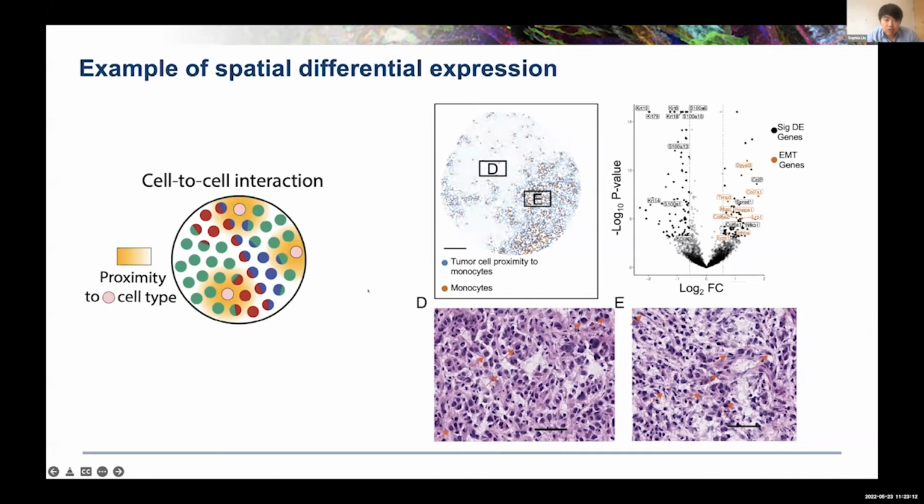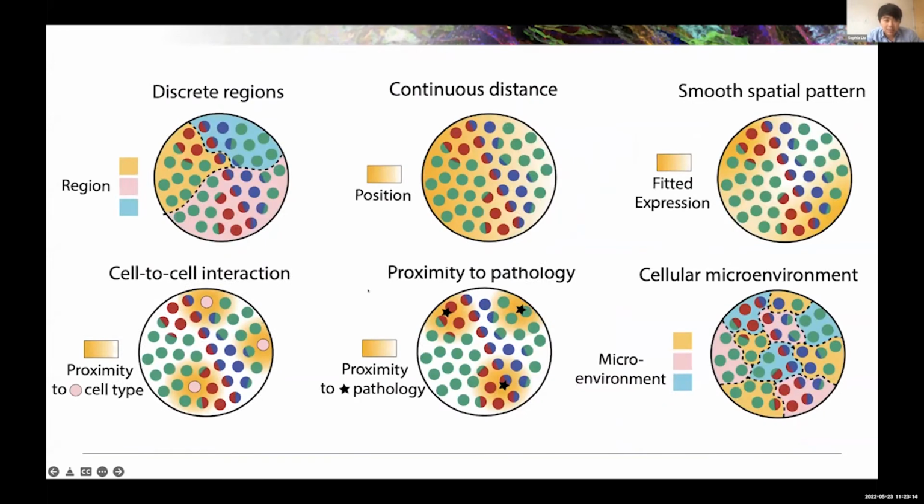histology. And in general, you can imagine that you can take many types of spatial differential expression problems or questions about how cells are organized and reframe them into spatial differential expression problems with covariates. For example, you can imagine having discrete regions in your tissue or some continuous gradients or cellular microenvironments, which are explained by relative proportions of cell types. And I showed you cell-cell interaction, but also maybe proximity to pathological structures like plaques or injury.